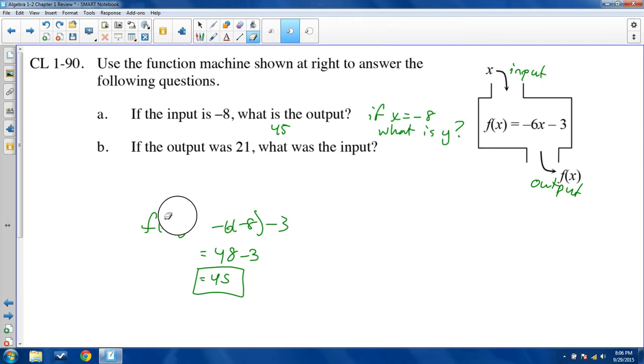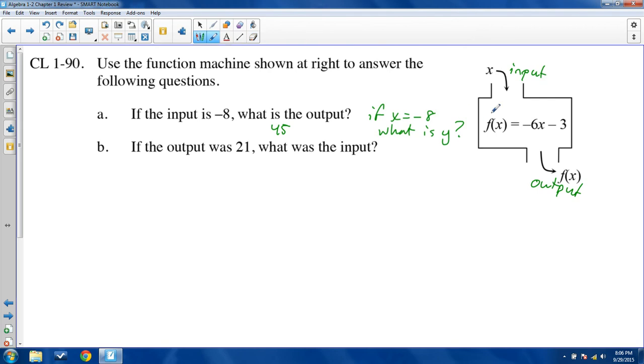That's literally what it was asking. It was saying, when you bring in negative 8, what comes out? And 45 does. And again, the machine is, you put something in, it does work, something comes out.